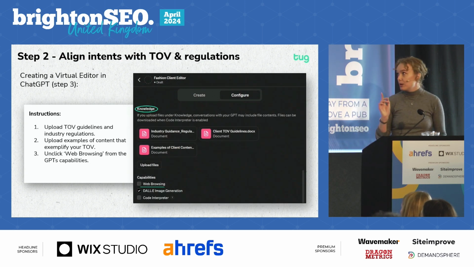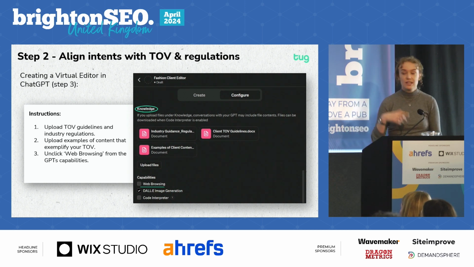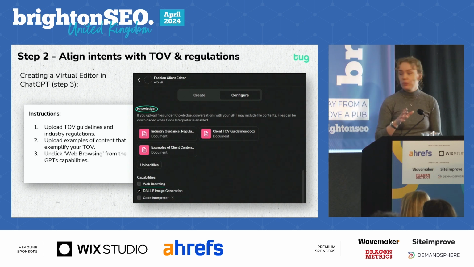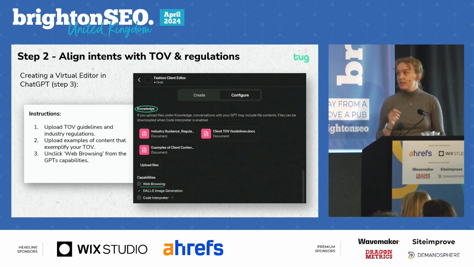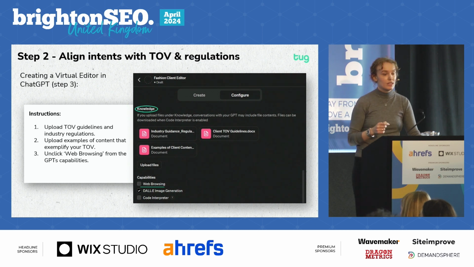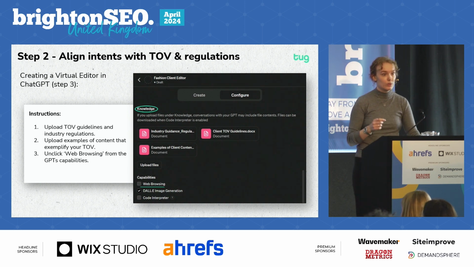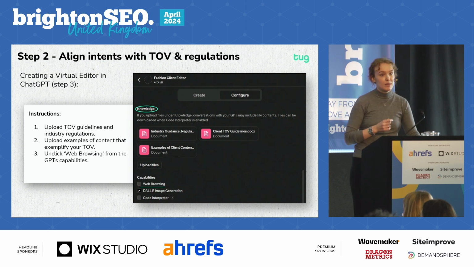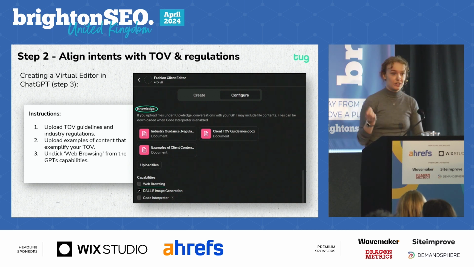And then we need to upload the knowledge section. It's here we're going to upload all the tone of voice guidelines, industry regulation information, and anything else you think is relevant to include when reviewing content and content ideas. One thing I always like to include is examples of client content that exemplify the brand's tone of voice and how you want content to sound moving forward. Another useful thing to do is untick web browsing from the GPT's capabilities, as this can help the tool to draw more on the information from your knowledge section as opposed to your knowledge section and the web.